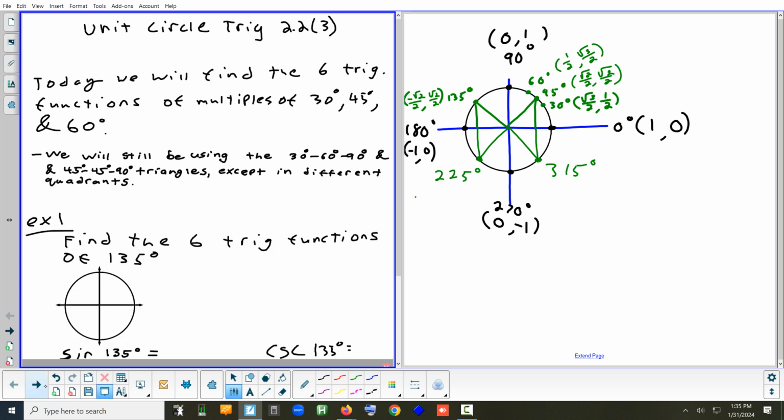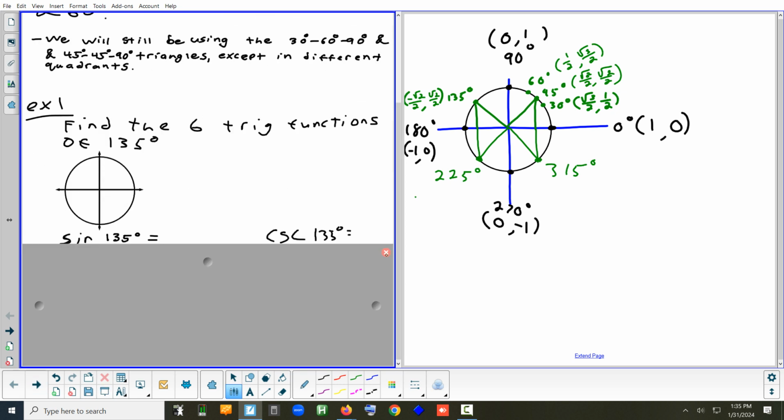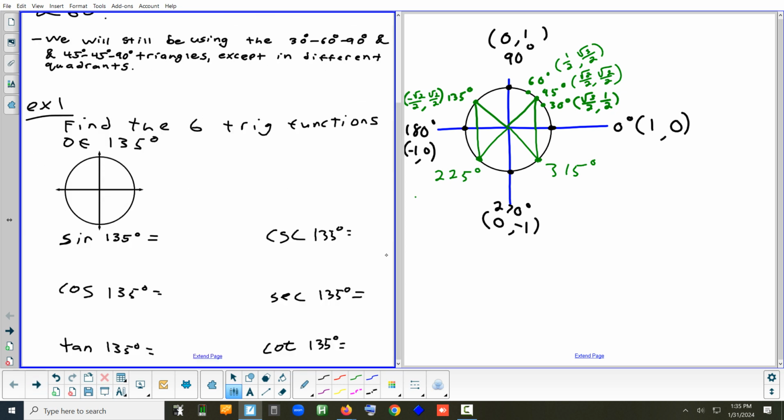All right, so let's try 135. So it says to find the 6 trig functions of 135. All right, anytime they ask you to find the trig functions and they give you an angle, what is it that you need to really figure out? The coordinate. Yep. So what we want to do is graph 135 on the circle.